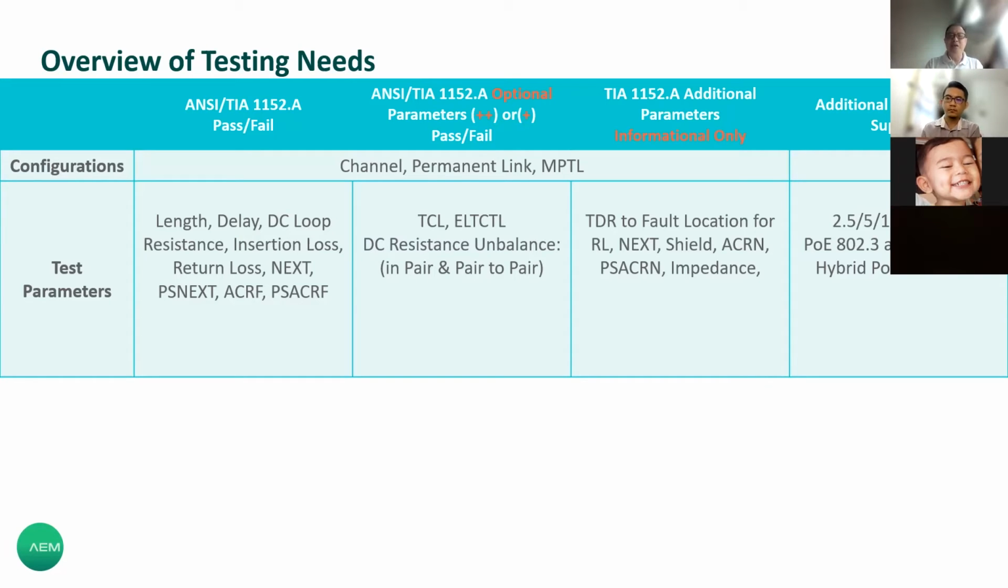Then the second column, the TCL, ELTCTL. So the definition of these two parameters is talking about the immunity to noise. Okay, cable is always subjected to noise, whether internal noise from the cable itself or external noise, interference, to your signal. So likewise, now I'm talking to you.